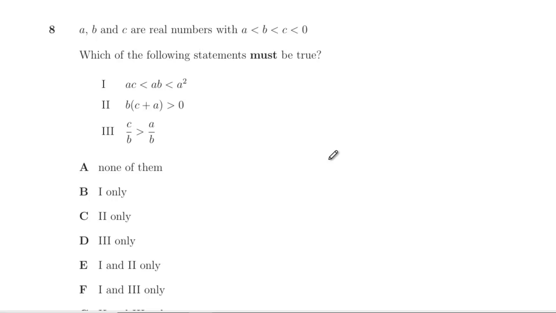A, B, and C are real numbers. A is less than B, less than C, less than 0. Right, so they're all negative. Which of the following statements must be true? So A is the largest in magnitude. So A squared will be larger than AB, and that will be larger than AC. So that's fine. This is greater than 0, because we've got something negative times something negative. And then this one, these are going to come out positive because we've got two negative numbers on either side. So A over B, no, that's going to be wrong because A is larger than C. So 1 and 2, E.